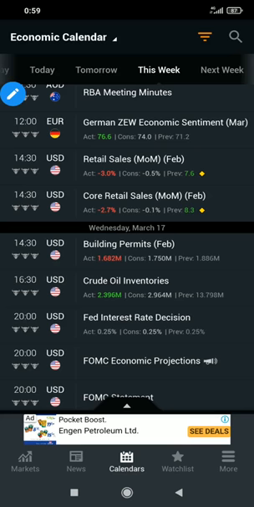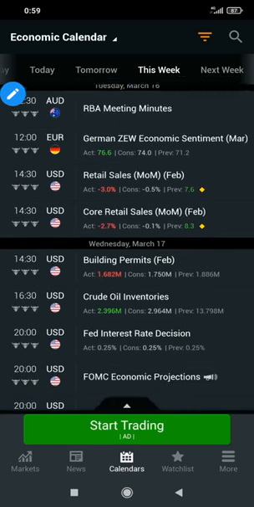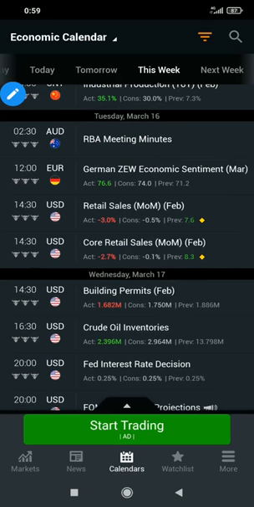Just like you can see, we have building permits and crude oil inventories. We don't trade them, although they are high impact or listed as the triple events. We do not trade them because usually they do not move, and we do not want to entertain news which does not move, because news that does not move will blow an account due to the increased spread or hit your stop loss due to the increased spread during the news.